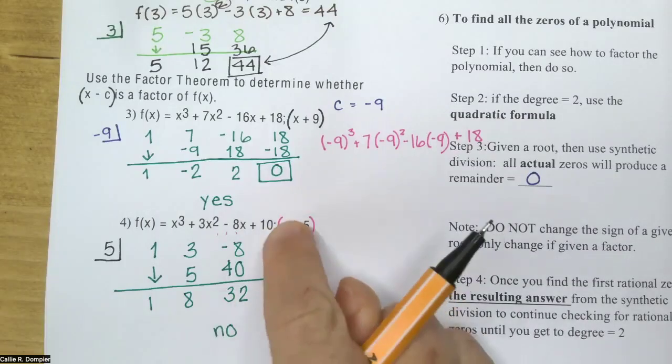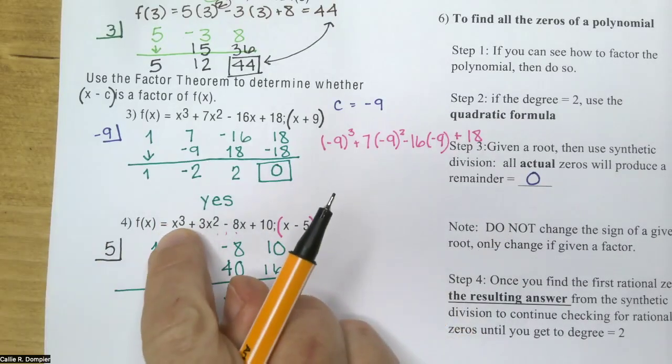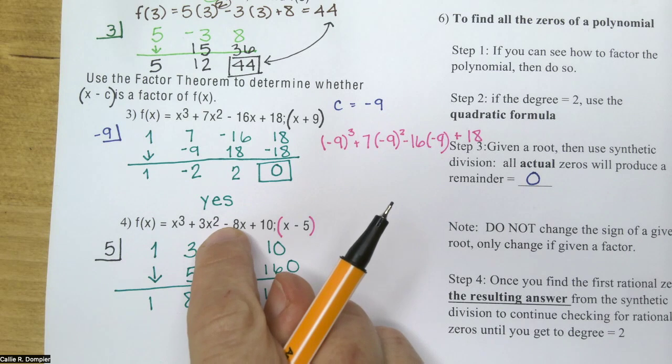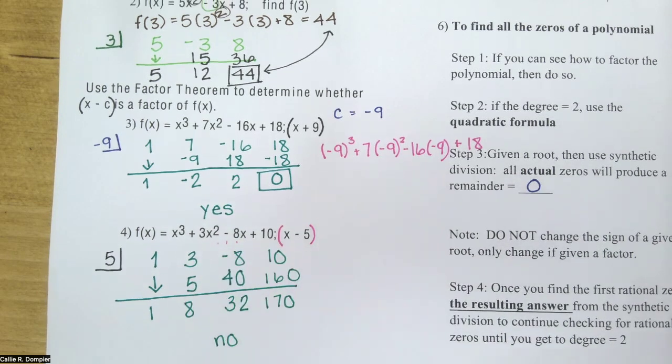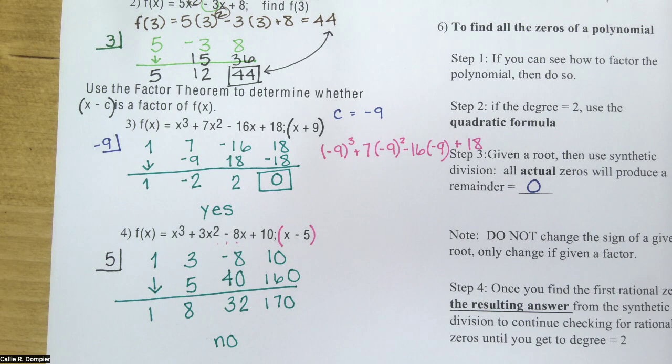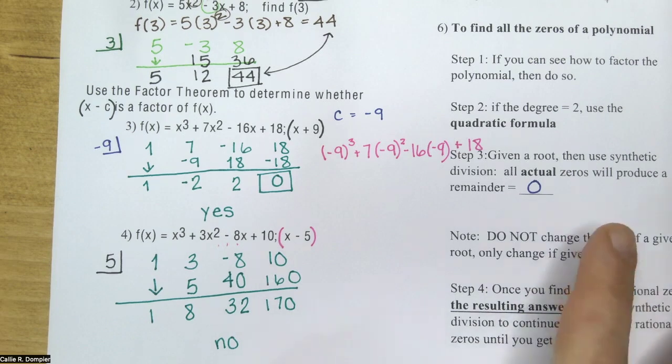You can also put that positive 5 in here. 5 cubed plus 3 times 5 squared minus 8 times 5 plus 10 will not give me 0. So that is not a factor of the polynomial. Good? Okay.